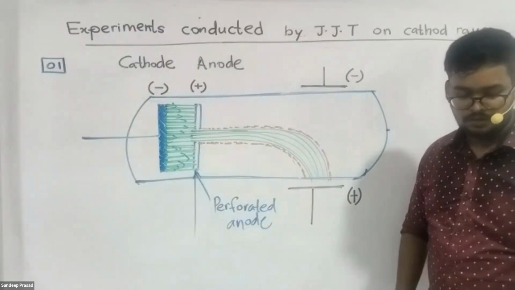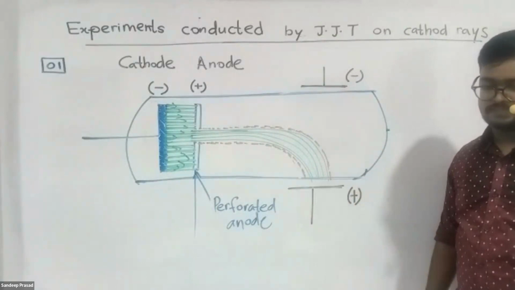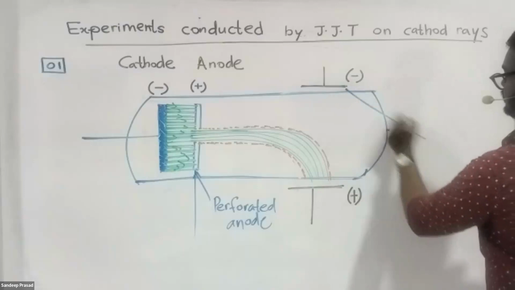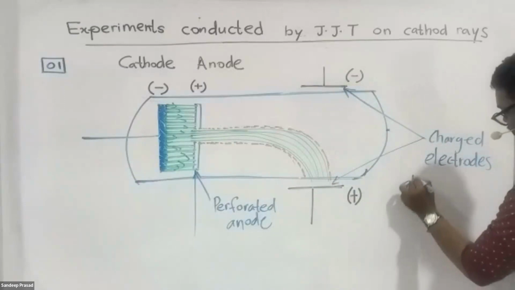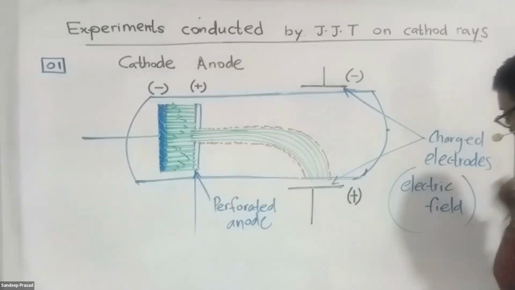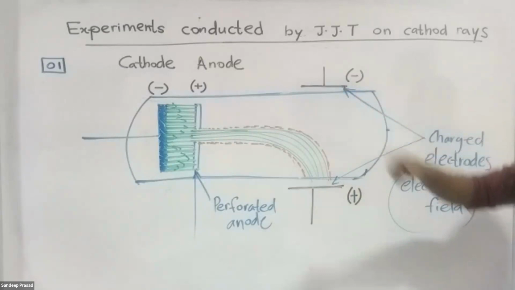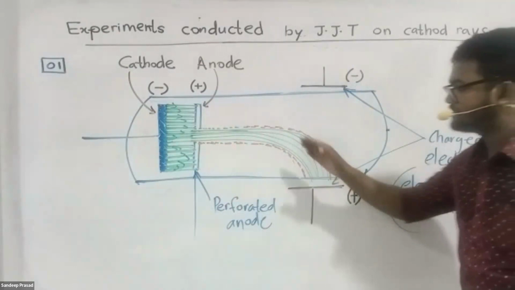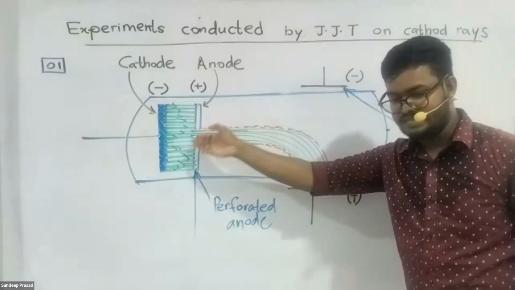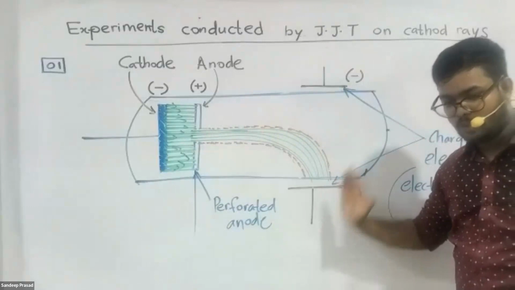What is the experiment conducted by J.J. Thomson? He kept two metal plates. We can write this: charged electrodes. By keeping charged electrodes, he tried to make an electric field. So this is the electric field. And this is the anode, and this is the cathode. Now, he observed that the cathode rays pass through this hole of the anode and suddenly deflect towards the positive tip of the electric field.